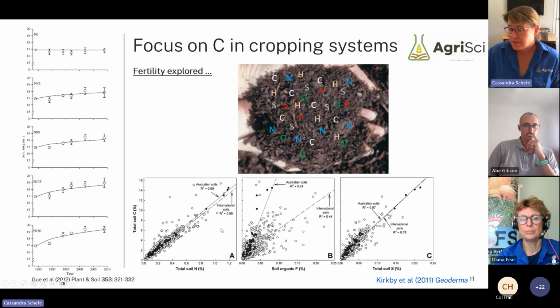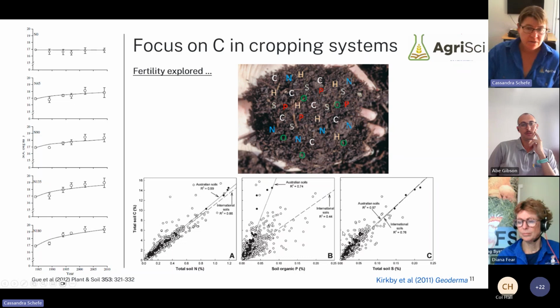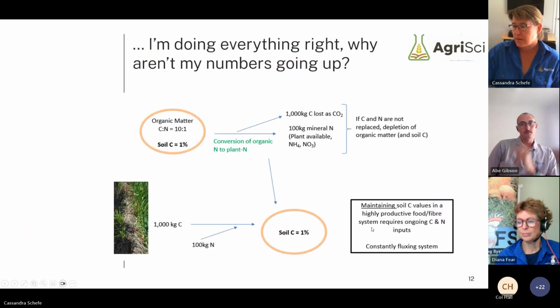The other set of data, which most of you may be familiar with, is from Clive Kirkby's work, showing that stoichiometric relationship between the nutrients. It's very easy to see that the total soil carbon, total soil nitrogen relationship is incredibly strong. So if you don't have the nutrients, you can't hold the carbon. And the phosphorus and sulfur levels there also show quite a strong relationship as well.